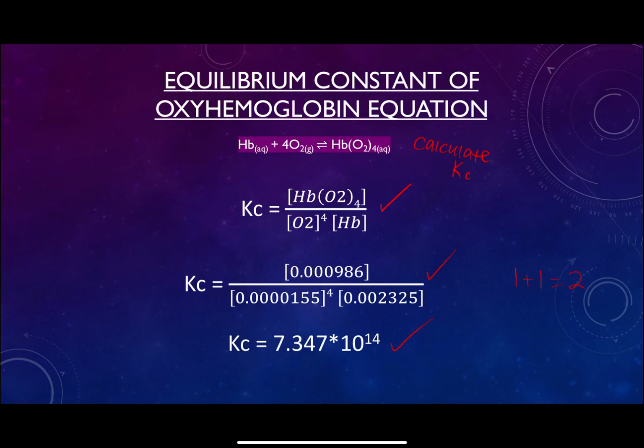There's our value of Kc. And now what does this mean? That is correct, that mostly the products will be present at equilibrium. Good work, everybody.